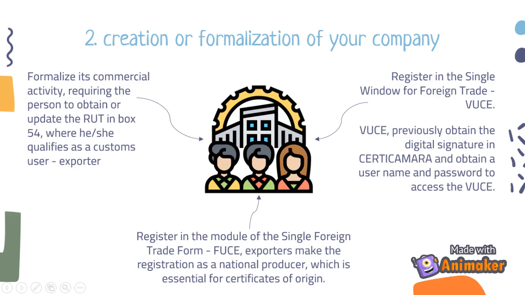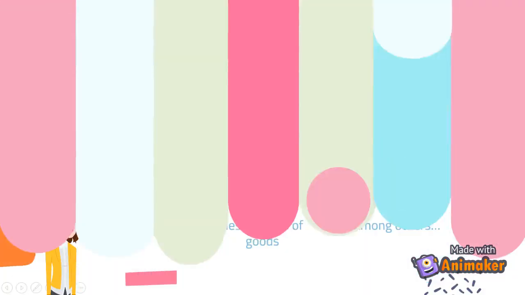Register in the Single Window for Foreign Trade, VUCE. Previously obtain the digital signature, inserting the token, and obtain a username and password to access the VUCE.